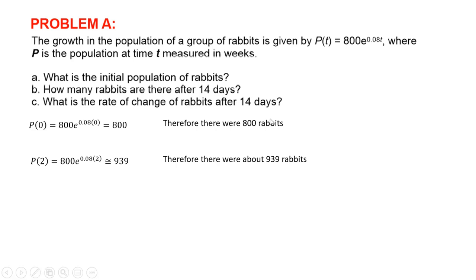So I'm just going to say that if we want to know the rate of change after 14 days, we're going to clearly need a derivative for that, right? How is the population of rabbits changing over time? That's what we're asking. So after 14 days, again, would be a t of 2.